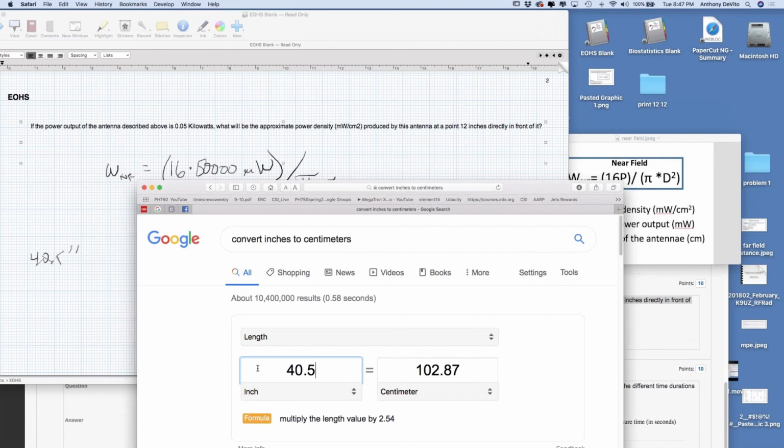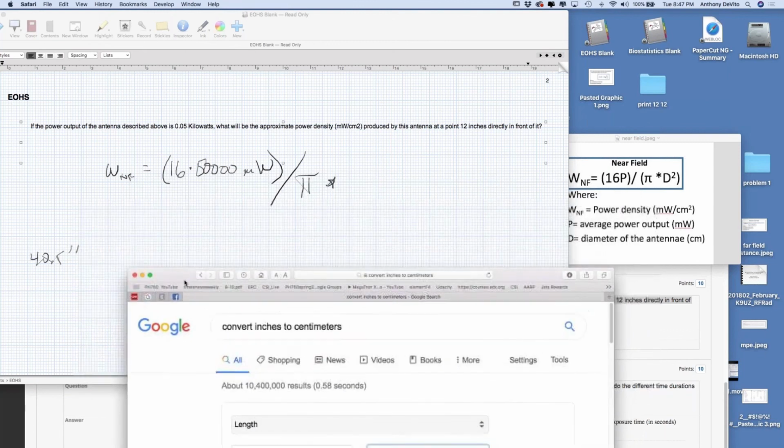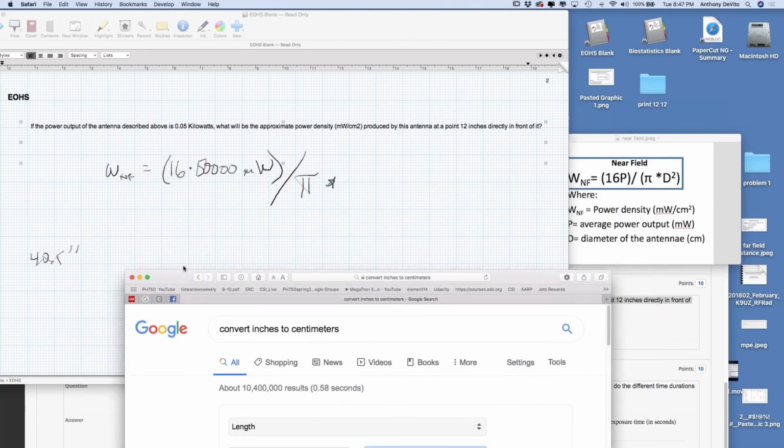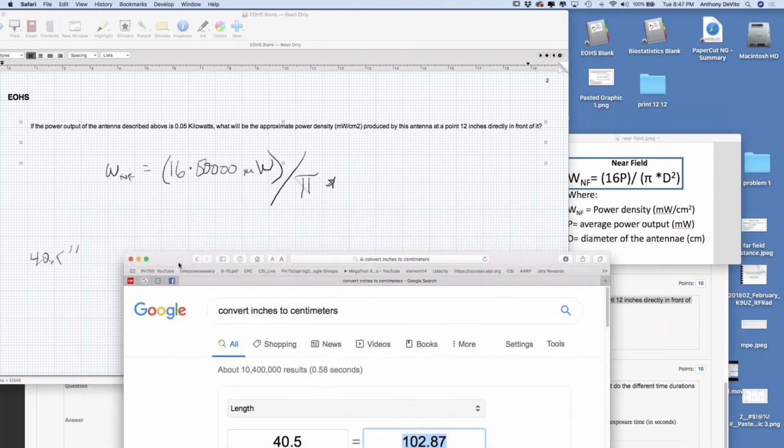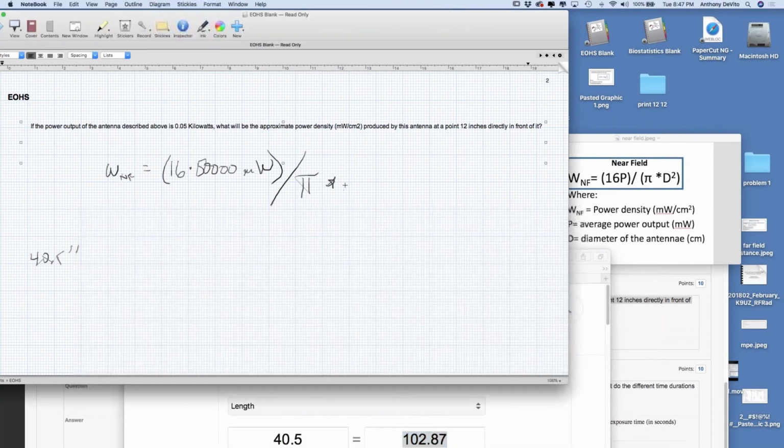40.5 inches is roughly 103 centimeters. Again, I'm going to round it. Hopefully you'll avoid rounding at this early stage, but to make it a little more expeditious, I'm going to round it, and it's going to be 103 times 103. In fact, this is a perfect example of where you increase the error, because I'm going to take that 103 centimeters and square it. So now I've increased the rounding error. Like I said, do as I say, not as I do.